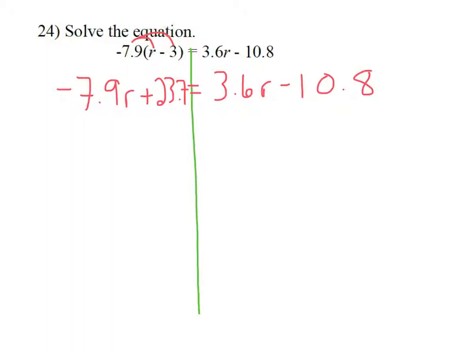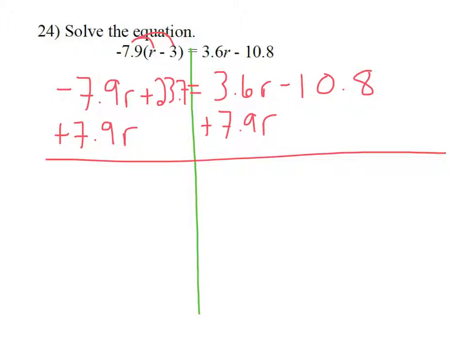This is a three-step equation because the variable is showing up on both sides. I have a choice at this step. I can either move the negative 7.9r or I can move the 3.6r. My preference is to move the negative 7.9r because it's the smaller one. I move negative 7.9r by adding 7.9r to both sides.